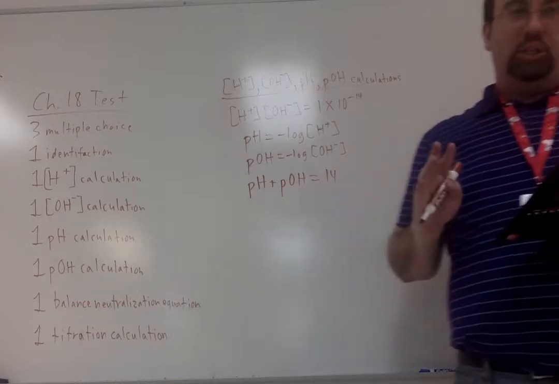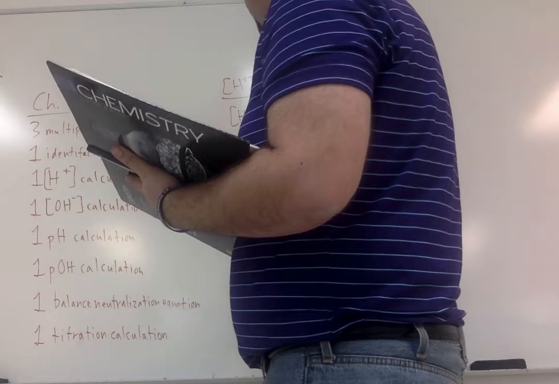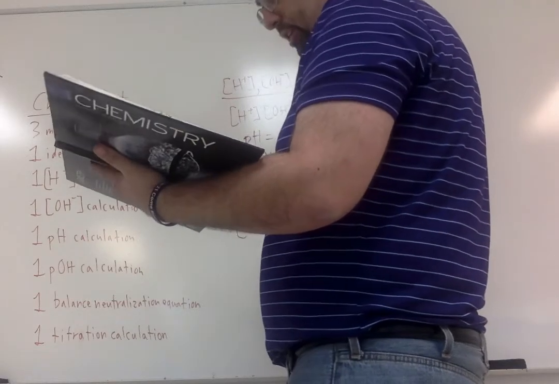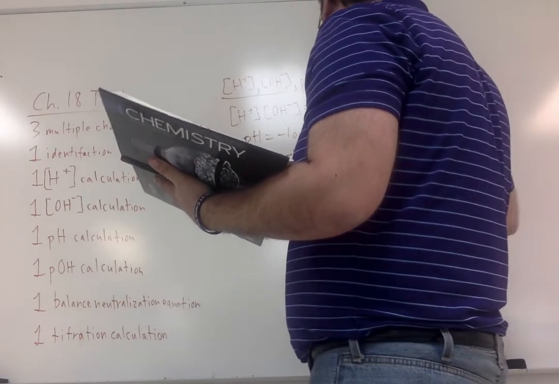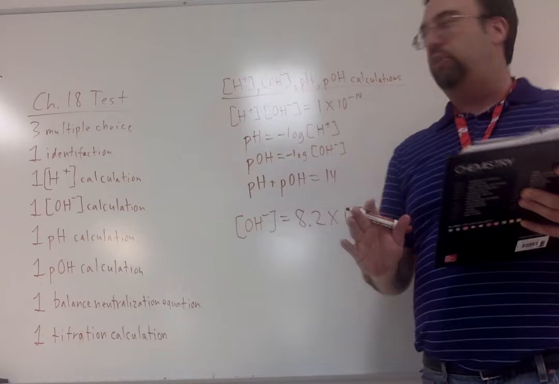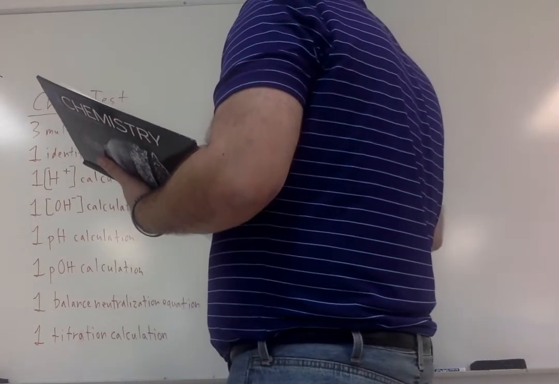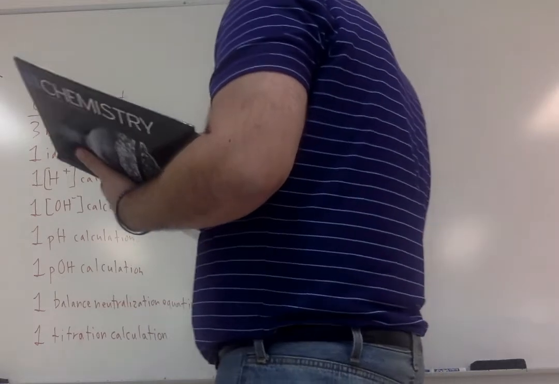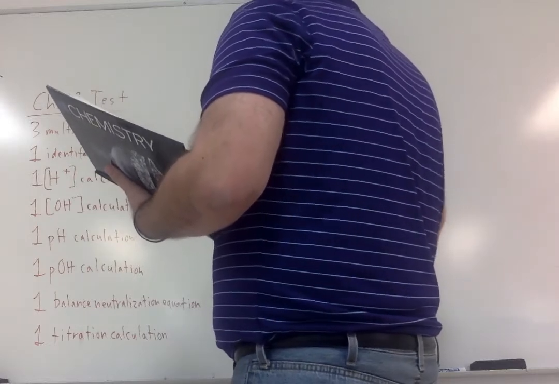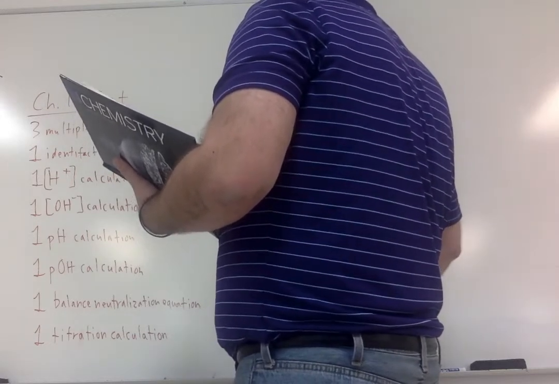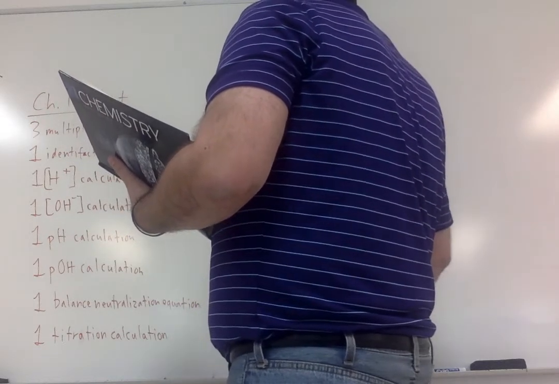All right, so the question first: we have a hydroxide ion concentration of 8.2 times 10 to the minus 6 molar. And so this is going to be in 3 parts. First, what is the H plus ion concentration? What is the pH? And third, what is the pOH?